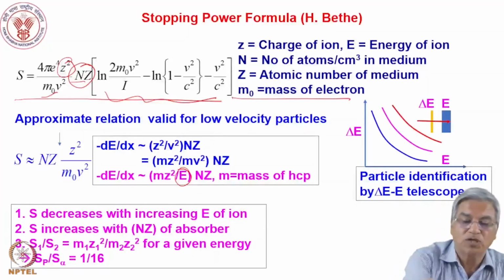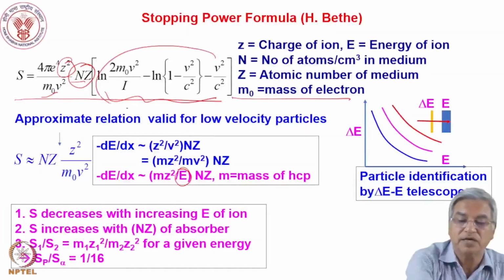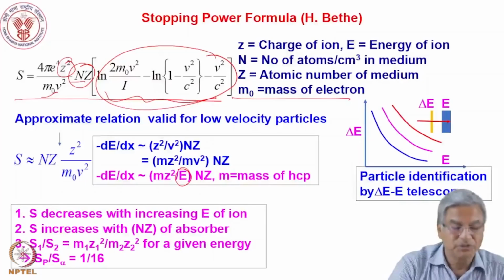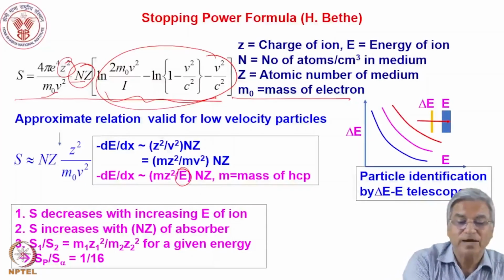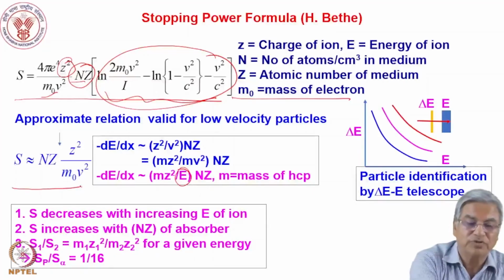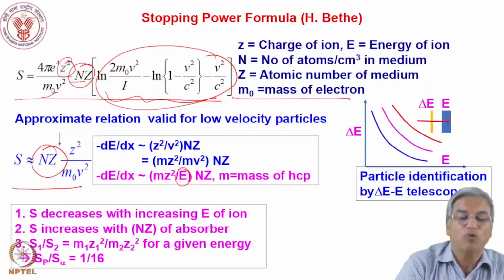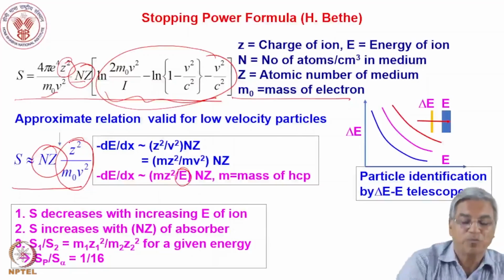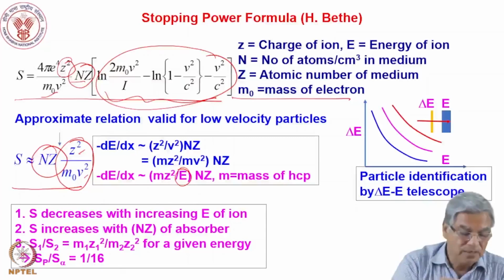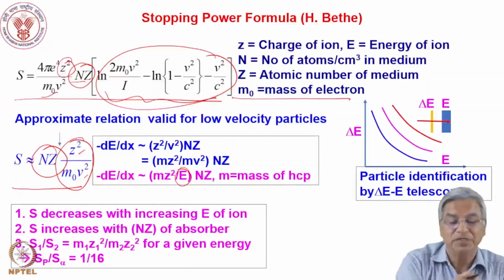Now let's not bother about this term. This term is the relativistic term. For high energy electrons, you have to consider the relativistic term. So let's try to simplify this for non-relativistic low velocity particles. So stopping power becomes nz, this is the absorber property, and this is the ion property, z square by v square. z is the ion charge, v is the velocity of the ion. So there are two terms. One term depends upon the particle, one term depends upon the medium.